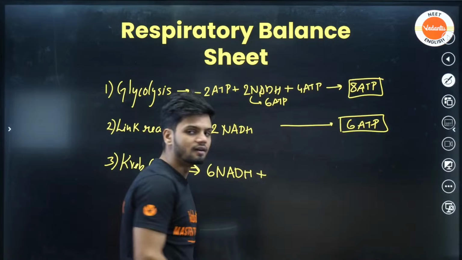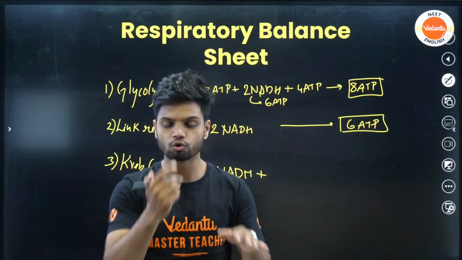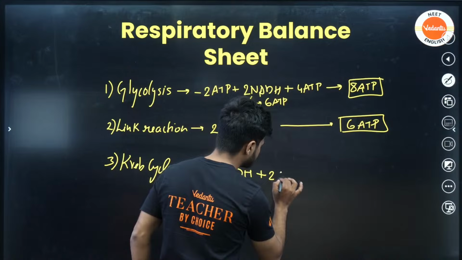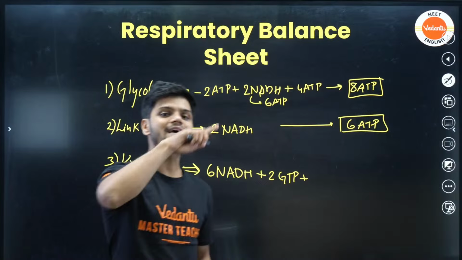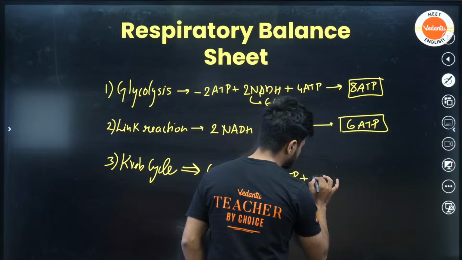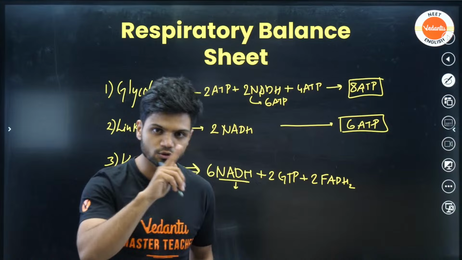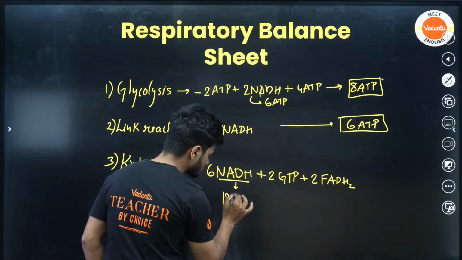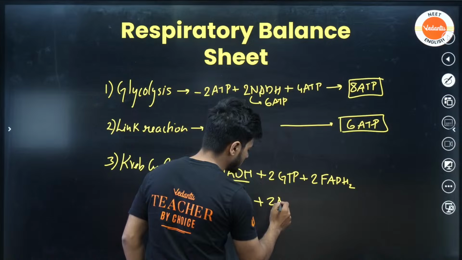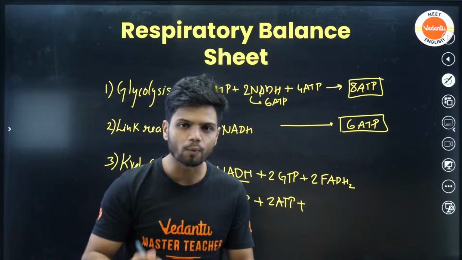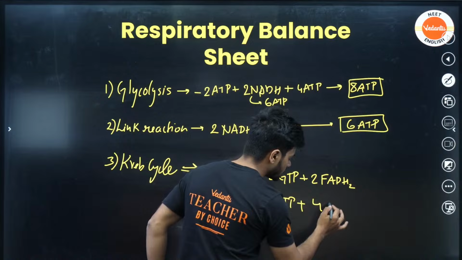in one cycle, we have 1 GTP. But the cycle is running twice because one molecule of glucose will have 2 pyruvates. So can I write 2 GTP, plus how many FADH2? In one cycle there is 1 FADH2, but the cycle is going twice, so 2 FADH2. We know 1 NADH provides 3 ATP. So 6 into 3 is 18 ATPs, plus 2 ATPs here, plus 1 FADH2 gives you 2 ATPs, so 2 twos are 4 ATPs here.